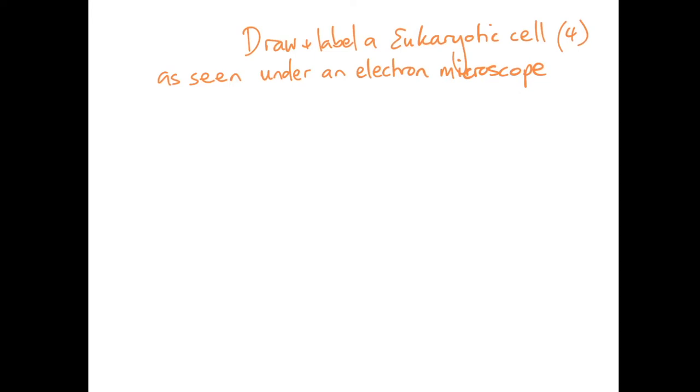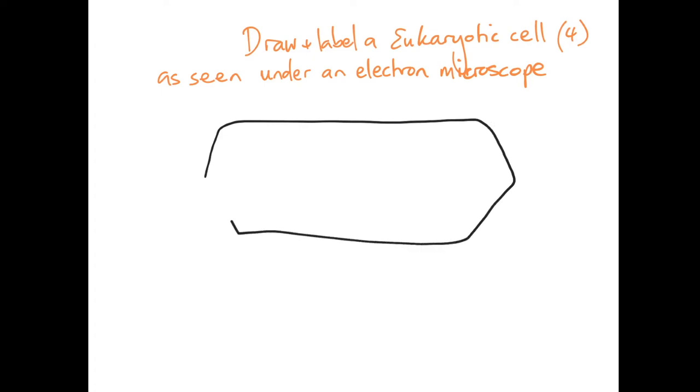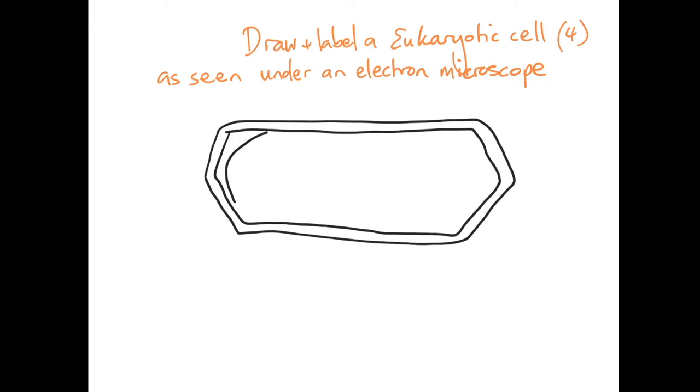Draw and label a eukaryotic plant cell as seen under an electron microscope for 4 marks. So you start by drawing the outline, and it's kind of like a boxy shape. And then you draw a second line, and now that represents the cell wall. And then draw a third line, and that represents the membrane.